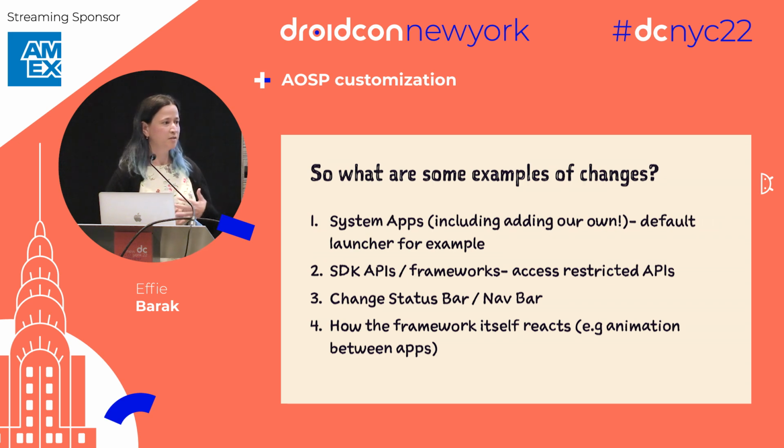Say we wanted to create a magic app that can access restricted APIs, or even if we saw APIs that are not available at all to anyone and we wanted to access those, by building a system app, we can access those APIs. Another change that's fairly straightforward to make is if we ever wanted to change the status bar, the nav bar appearances. And if we are very ambitious, we can change how the framework itself reacts. So if we decided that we want to display our own custom animation when we switch between apps, the framework would be the place to do it.